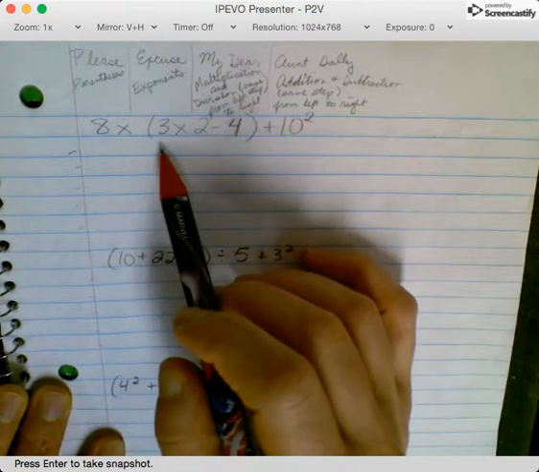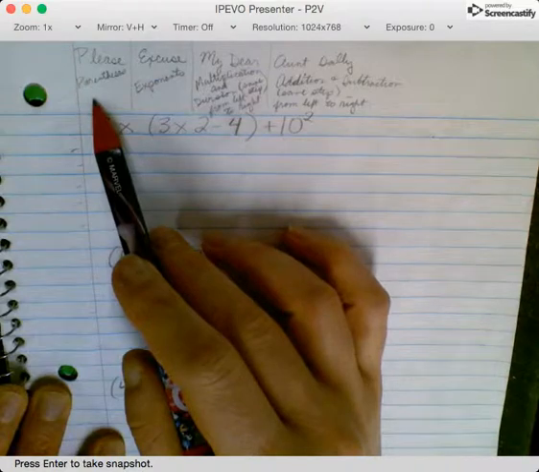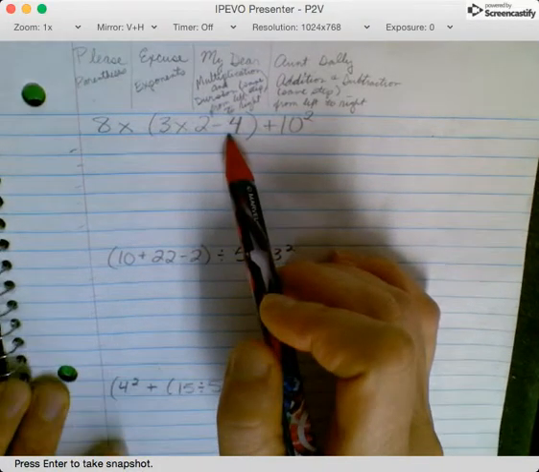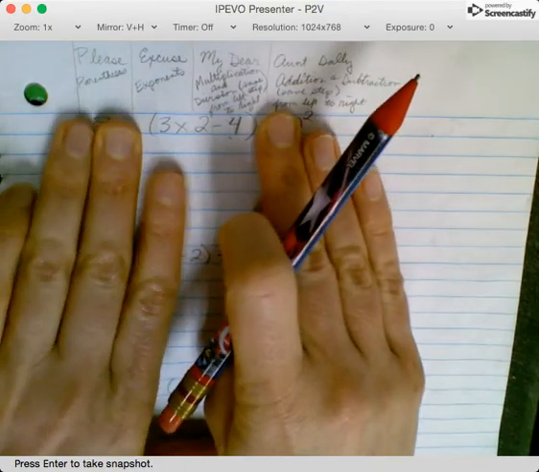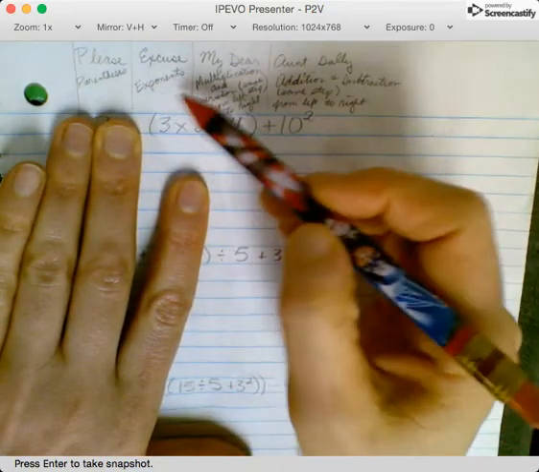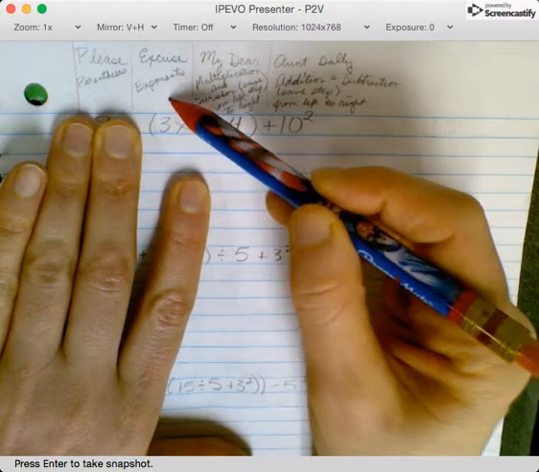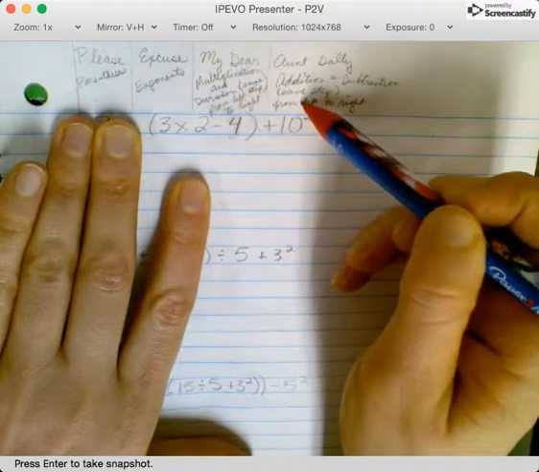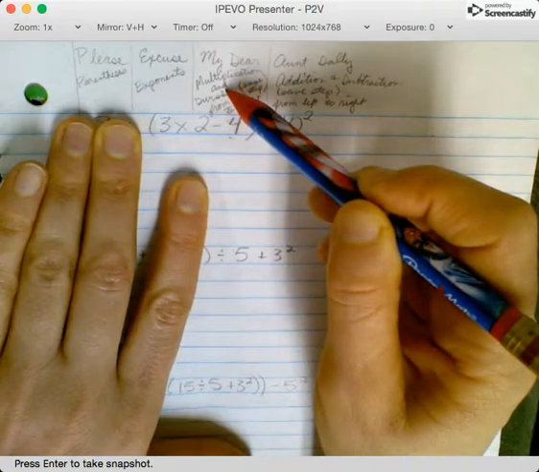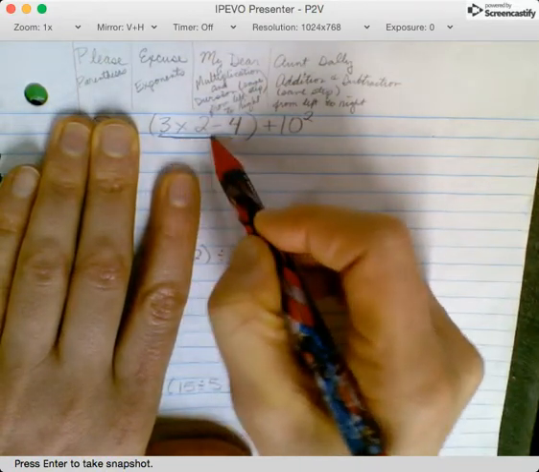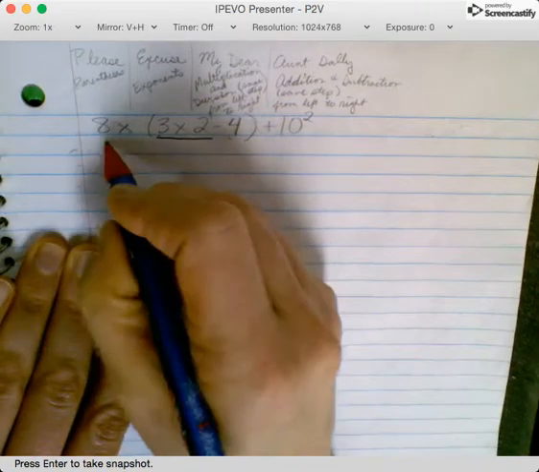This problem, I start out with please, which is parentheses. There's two things going on inside the parentheses. So inside the parentheses, there's multiplication and subtraction. So please excuse my dear Aunt Sally. Multiplication and division comes before subtraction, so we do the multiplication first.